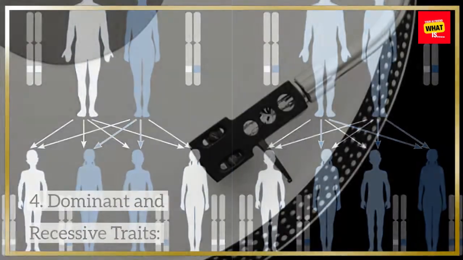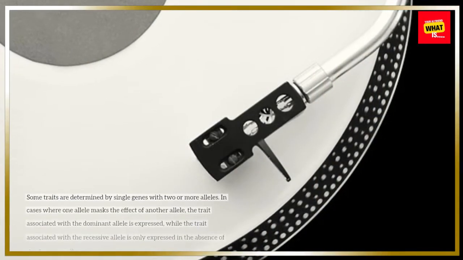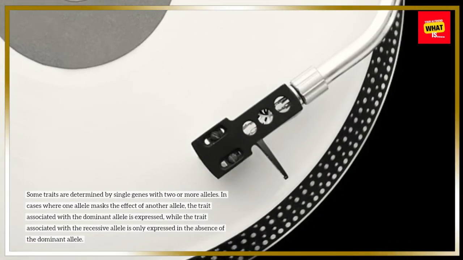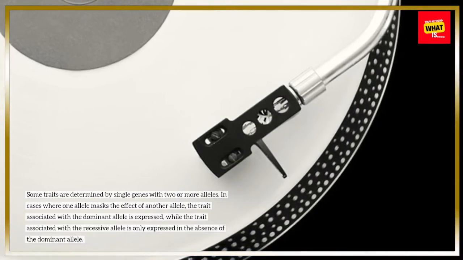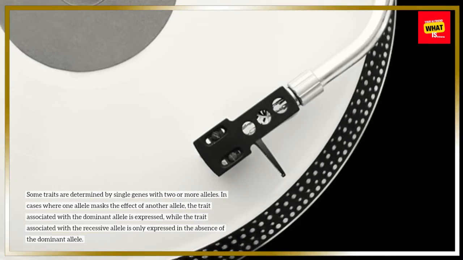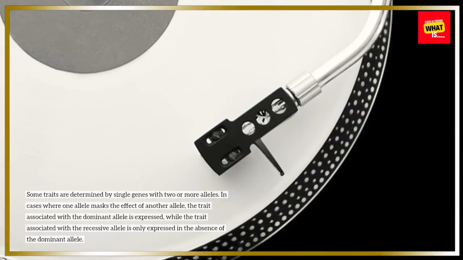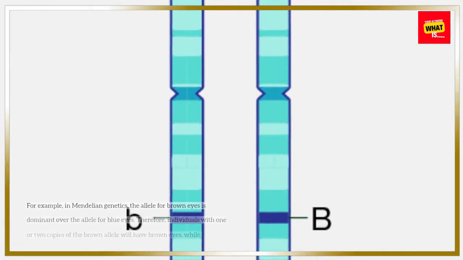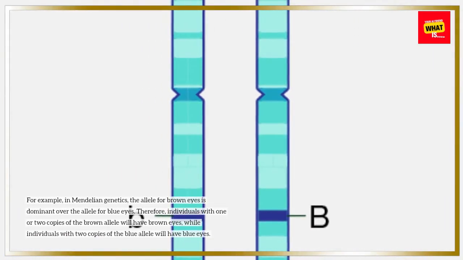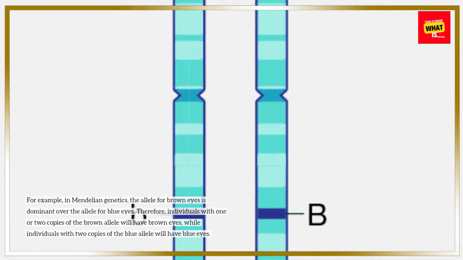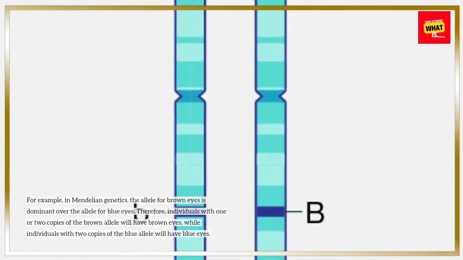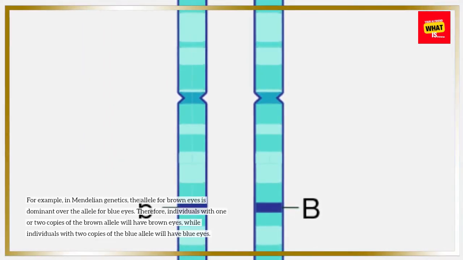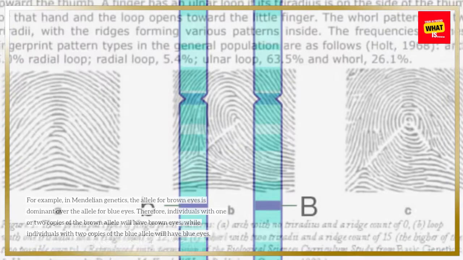4. Dominant and recessive traits. Some traits are determined by single genes with two or more alleles. In cases where one allele masks the effect of another allele, the trait associated with the dominant allele is expressed, while the trait associated with the recessive allele is only expressed in the absence of the dominant allele. For example, in Mendelian genetics, the allele for brown eyes is dominant over the allele for blue eyes. Therefore, individuals with one or two copies of the brown allele will have brown eyes, while individuals with two copies of the blue allele will have blue eyes.